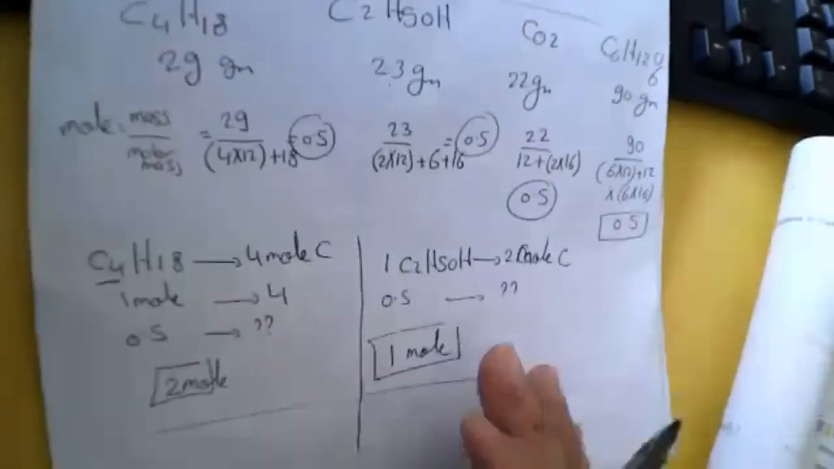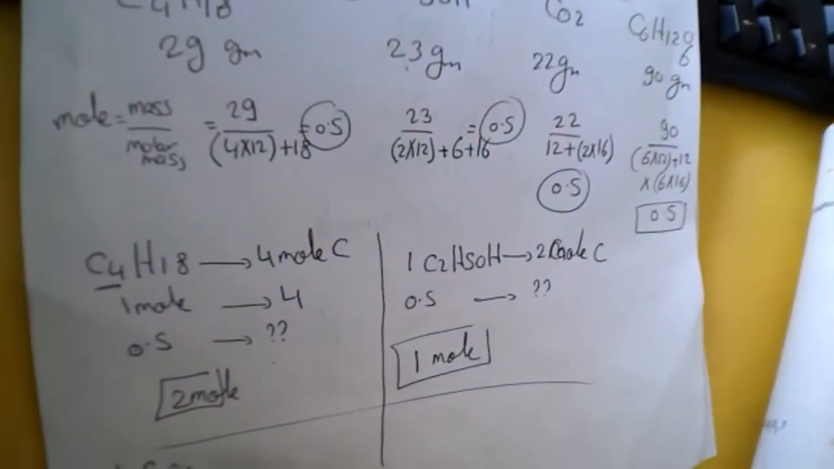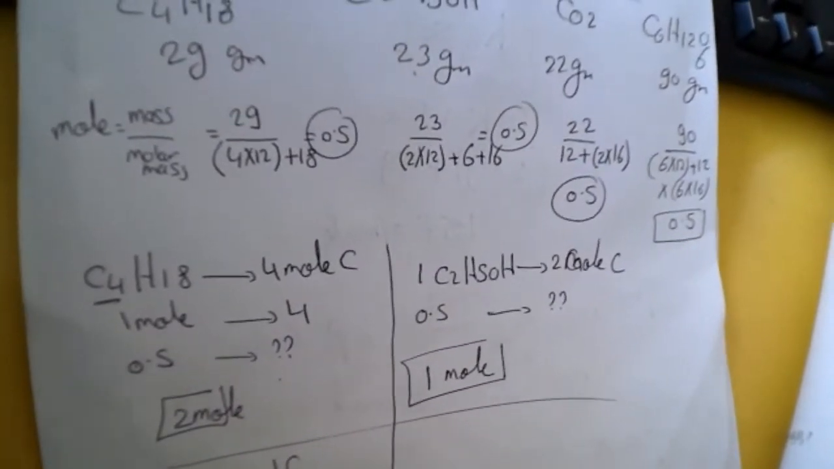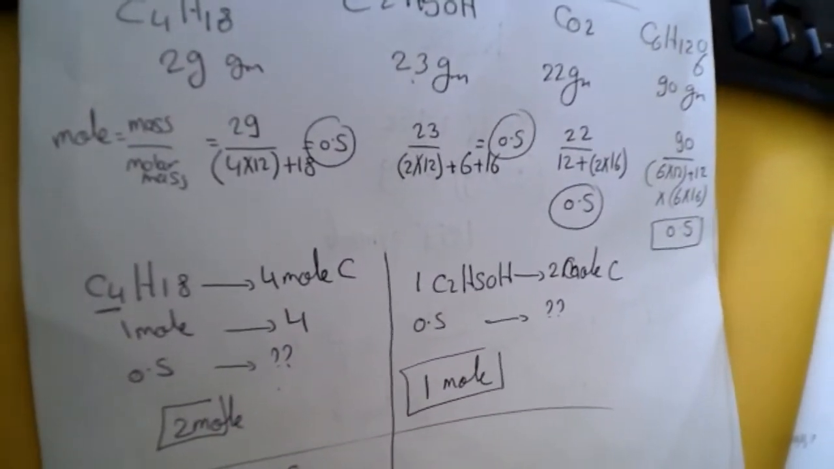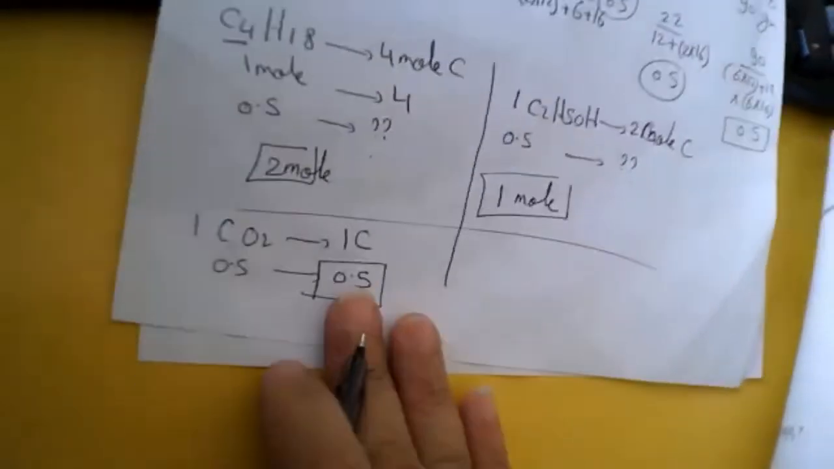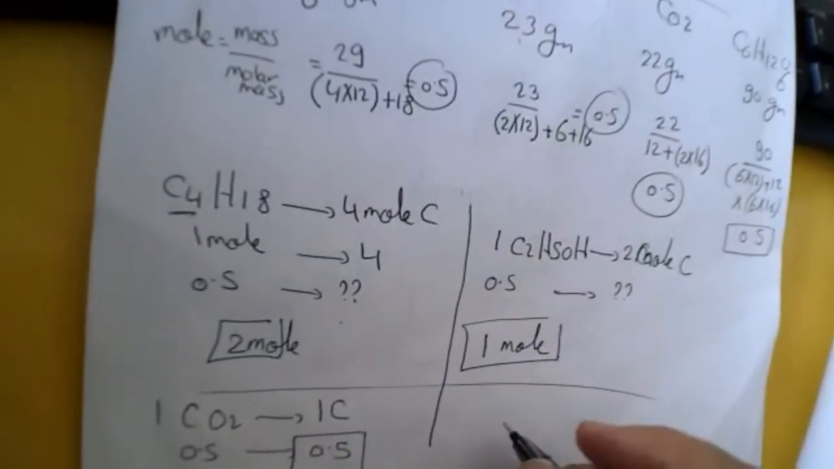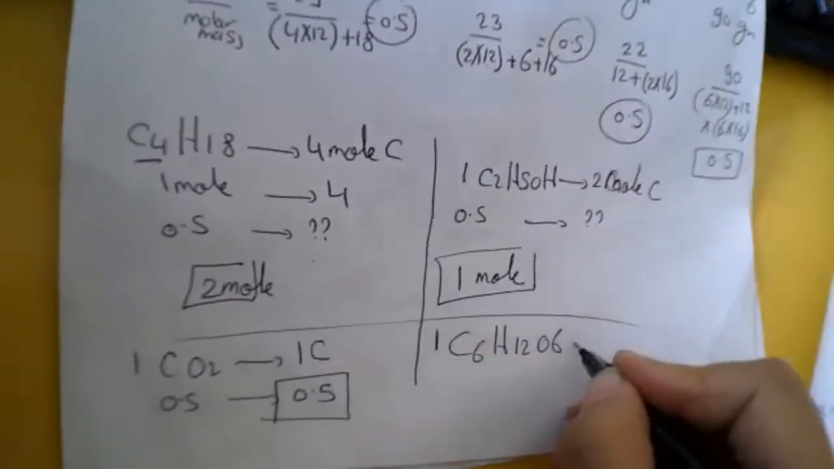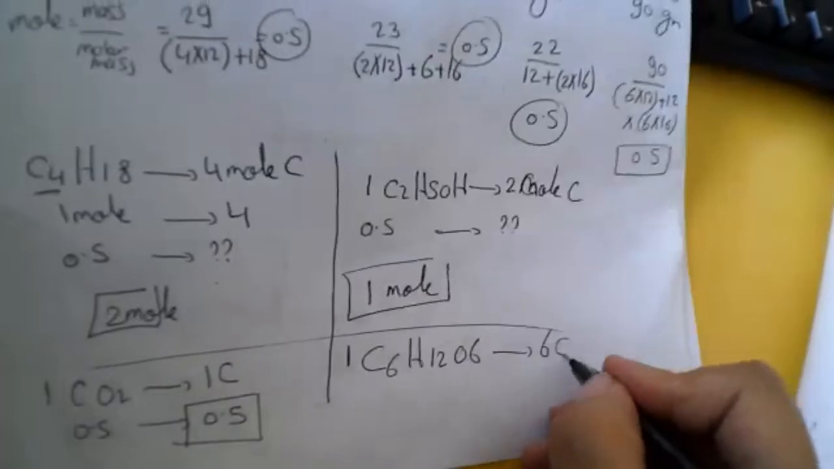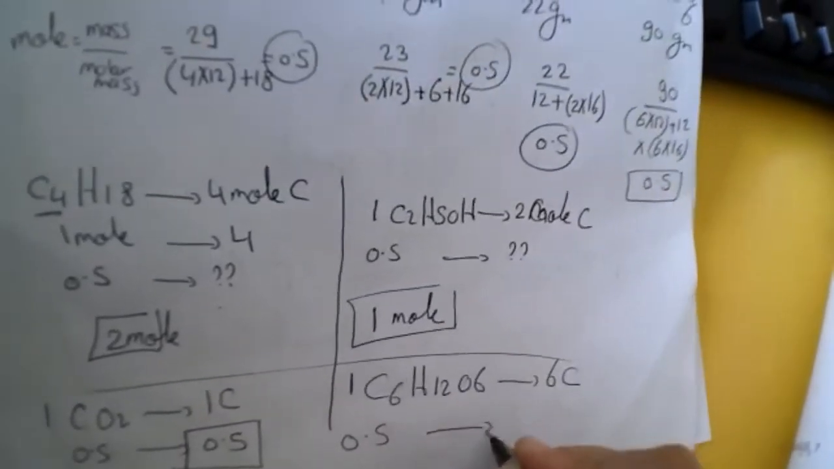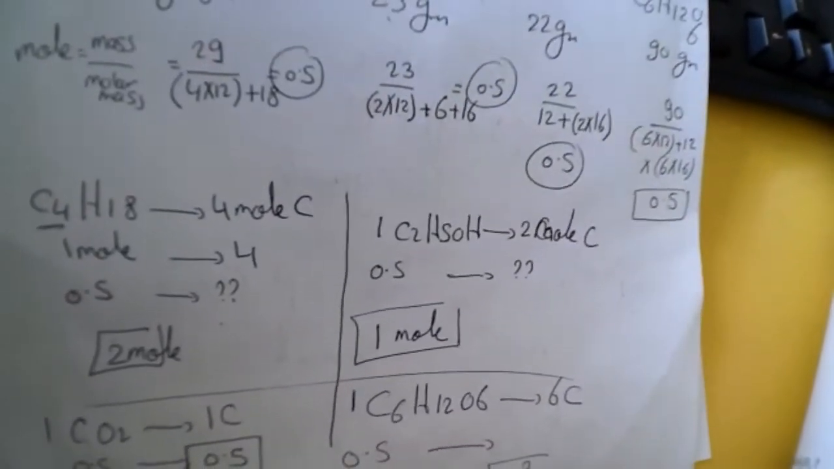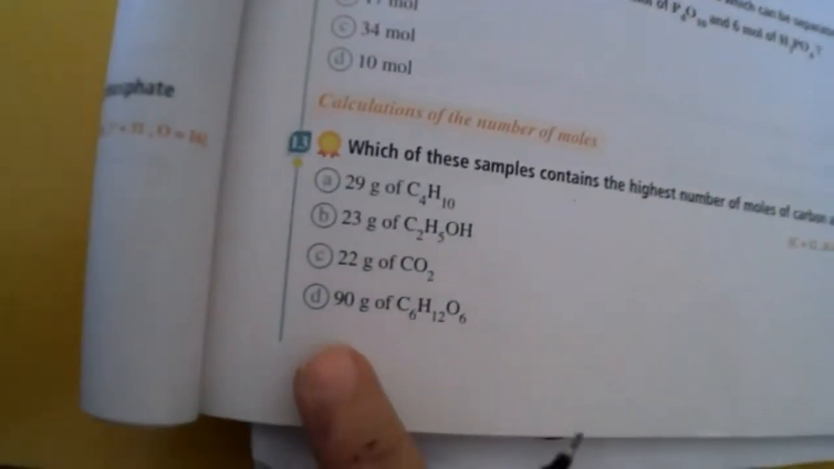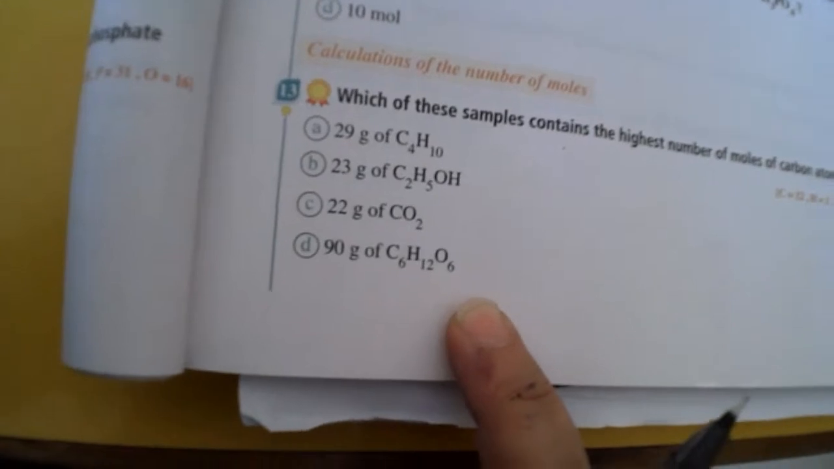Next, HCO2, 1 mole of it contains 1 mole of carbon. So if we have half mole, it's half mole too of carbon. We find the highest number of carbon atoms. C6H12O6, each 1 mole contains 6 mole of carbon. So if we have half, we're gonna have 3 moles. So this is the largest number of carbon atoms we have. So we're gonna choose the 90 gram of C6H12O6.